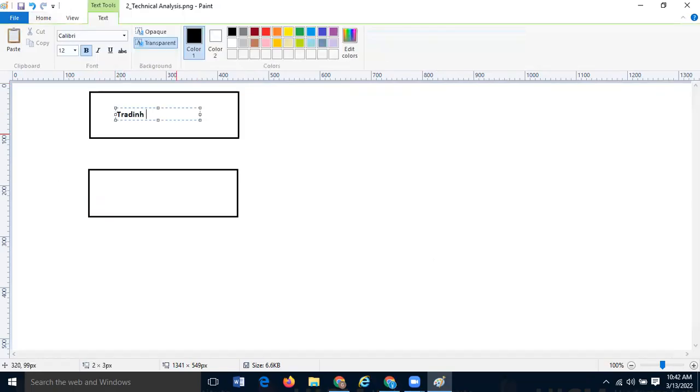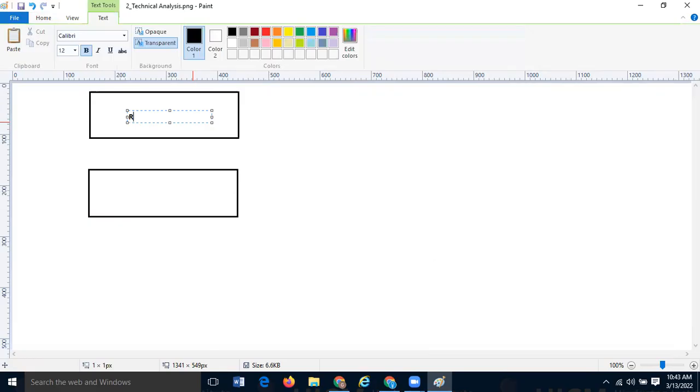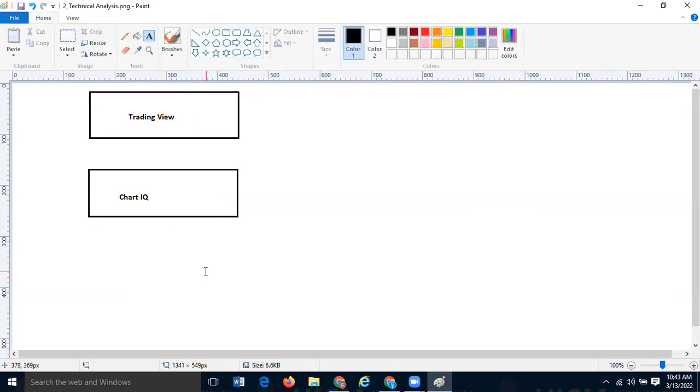One chart is the TradingView chart. Okay, they are helping in charting actually. And then we have the Chart IQ. So these are the two charts that are available with us. We can use them for charting.